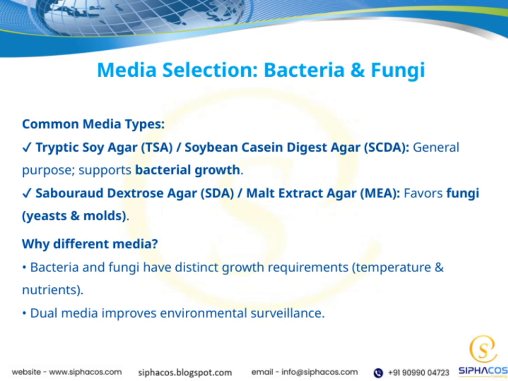You might wonder, why do we need different media? Well, bacteria and fungi have distinct growth requirements, especially regarding temperature and nutrients. Using media tailored to each type ensures we get accurate and efficient growth. Plus, employing dual media allows us to improve environmental surveillance, giving us a clearer picture of the microbial presence in a given setting. So, selecting the right media is crucial for reliable results and effective monitoring. It helps us understand the microbial landscape more thoroughly and ensures we're capturing what we need to see.